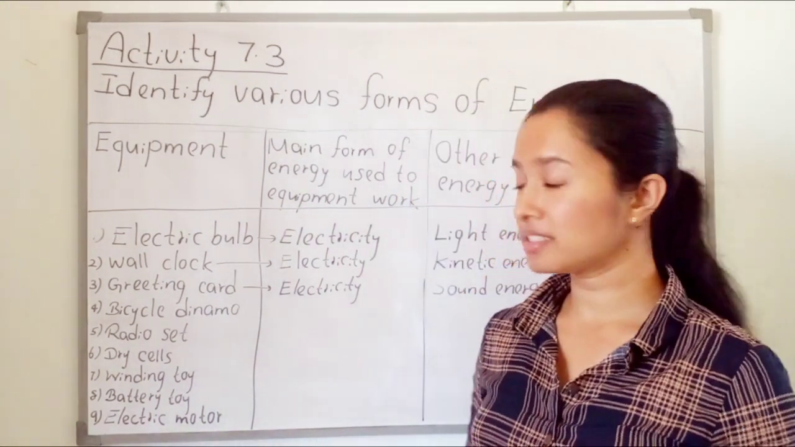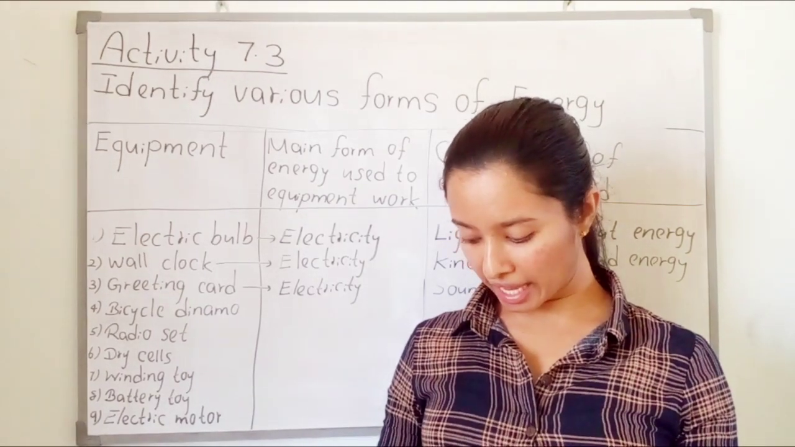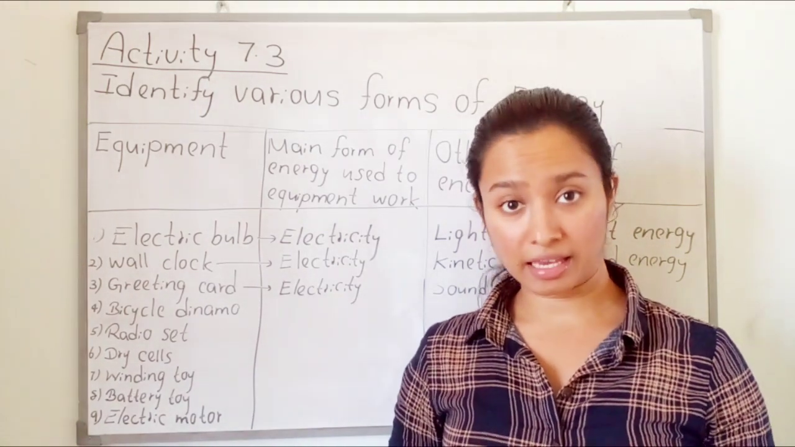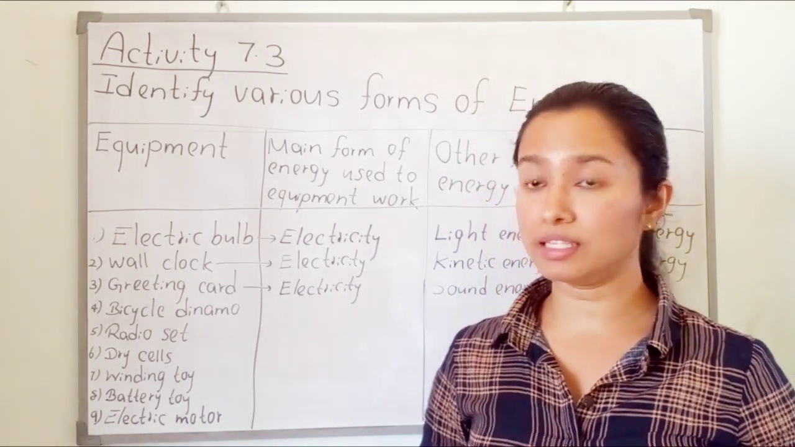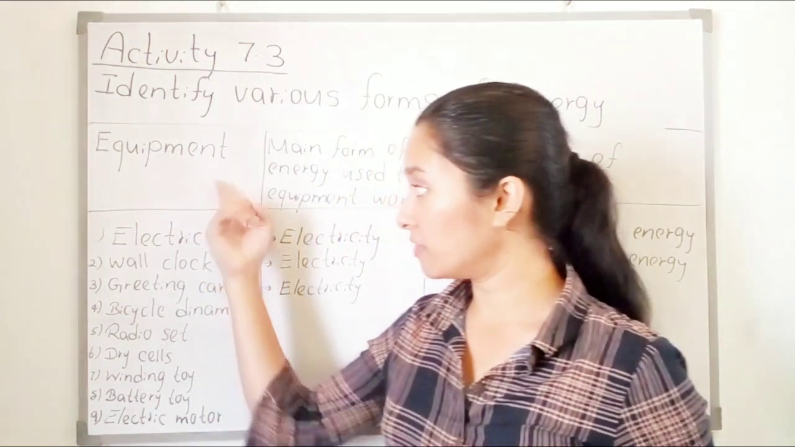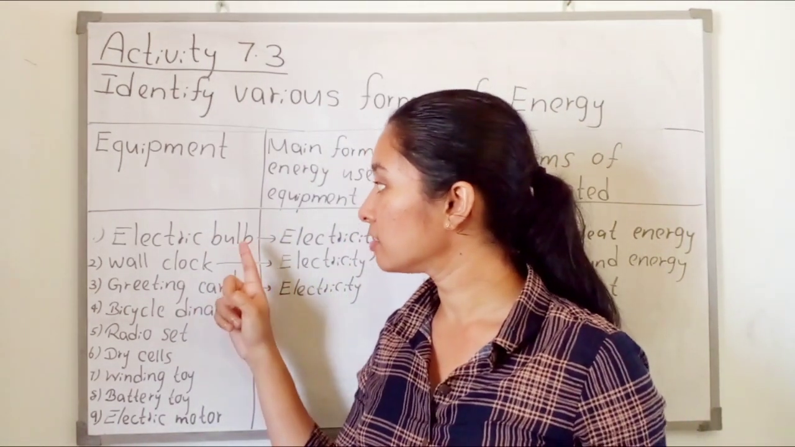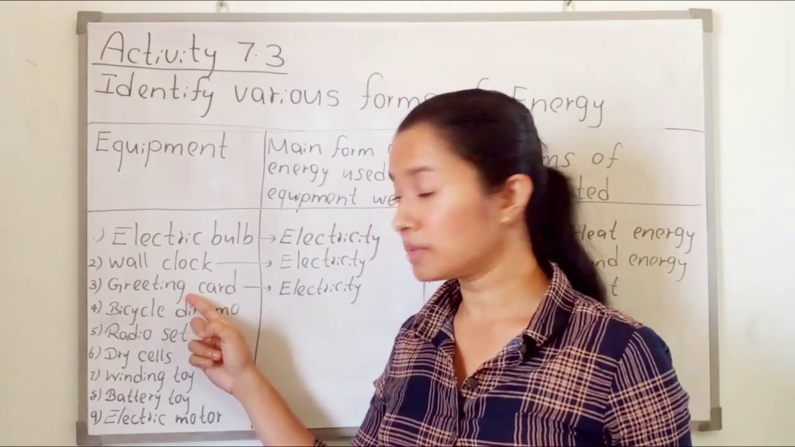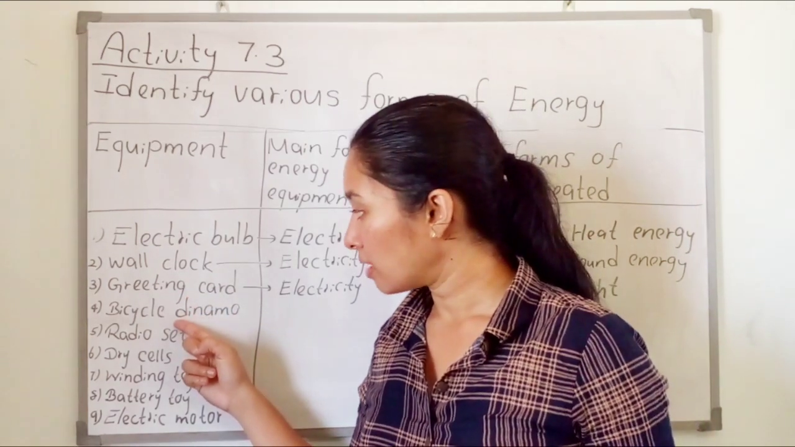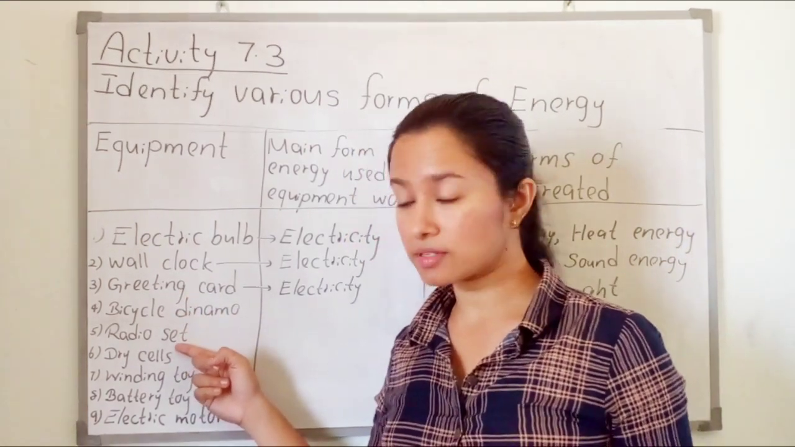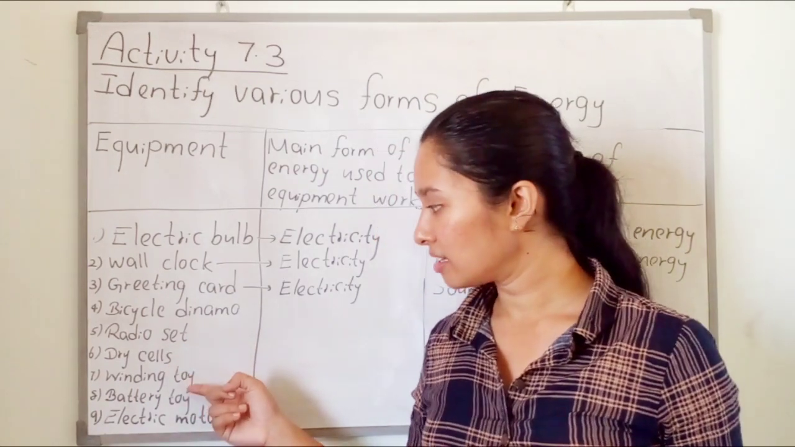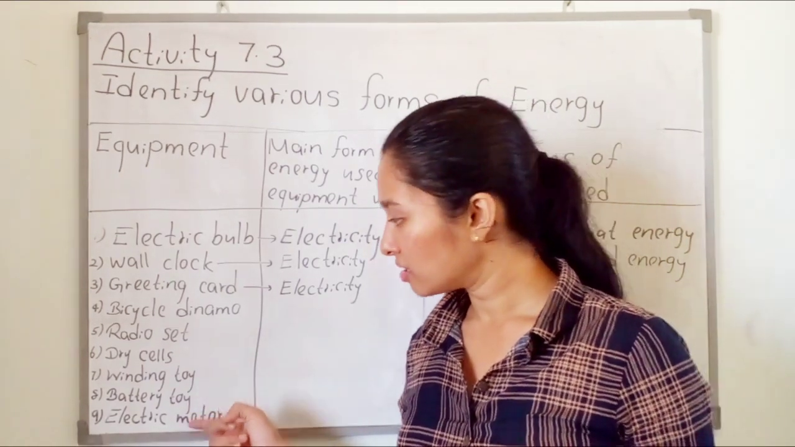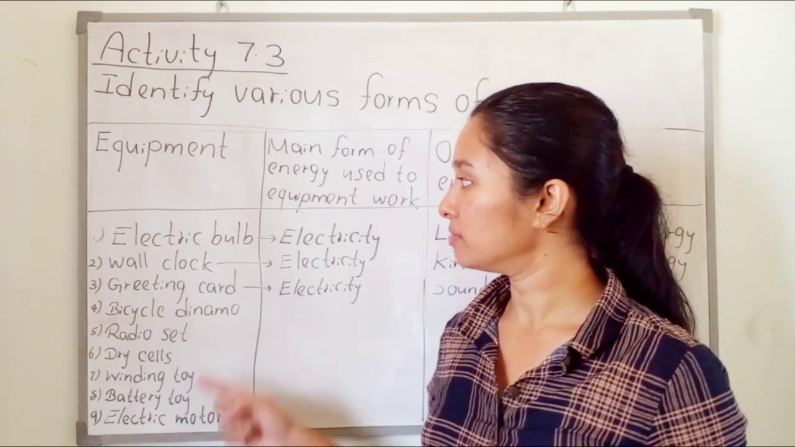Activity 7.3, page number 89 in your textbook. Identify various forms of energy. To do this activity we need some equipment. We need an electric bulb, a wall clock, a greeting card, a birthday card, a bicycle dynamo, a radio set, dry cells, a winding toy, a battery toy, and an electric motor.